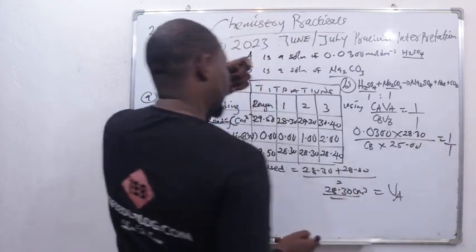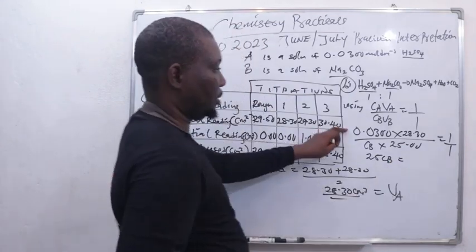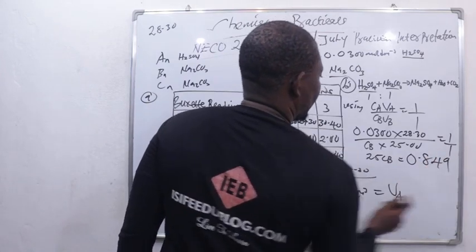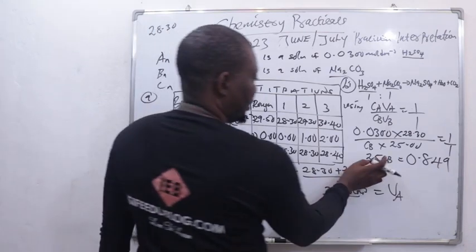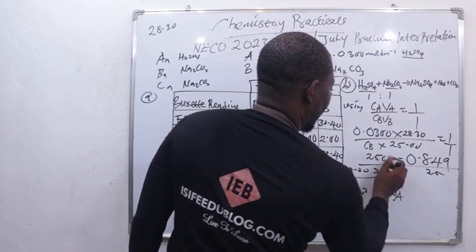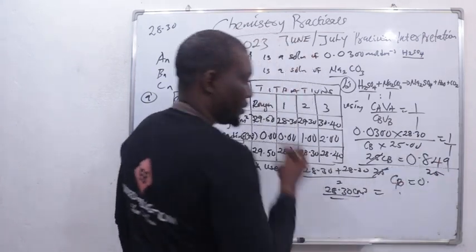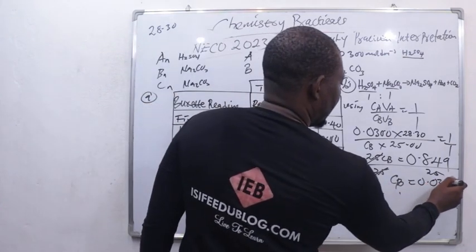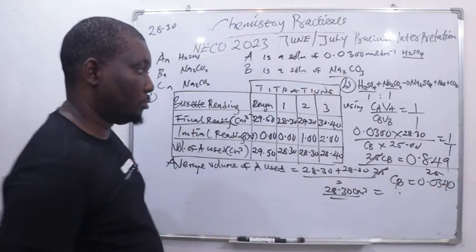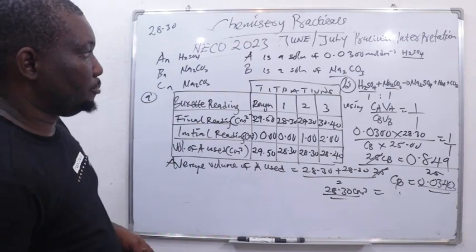So what we do here is cross multiply. Cross multiplying, you have this times this giving 25 Cb equals this times this, which is 0.849. What do you do? Divide both sides by the coefficient of Cb, 25. Here 25, here 25, 25 over 25 is 1. So I have my Cb now equals 0.0339. It should be 0.0340 mole per dm cube. Please make sure you write mole per dm cube. That is for question number BI.